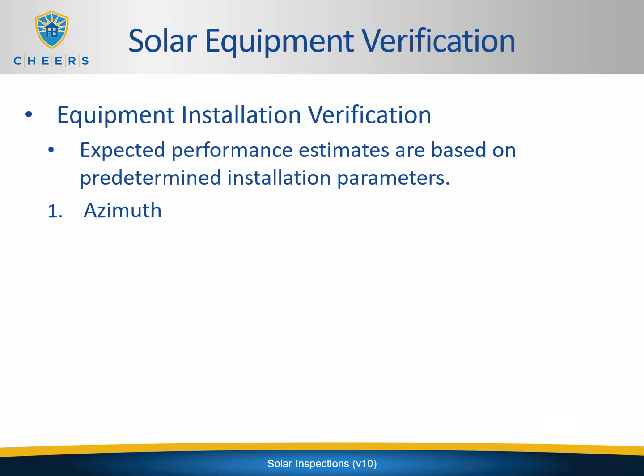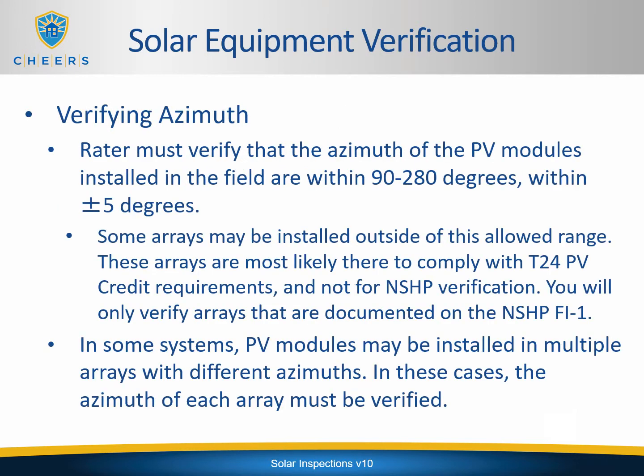Equipment installation verification. The expected performance estimates are based on predetermined installation parameters such as azimuth, tilt, and mounting height. However, we will only be verifying the azimuth of the array. The rater must verify that the azimuth of the PV modules installed in the field are within 90 and 280 degrees of true north, within plus or minus 5 degrees.